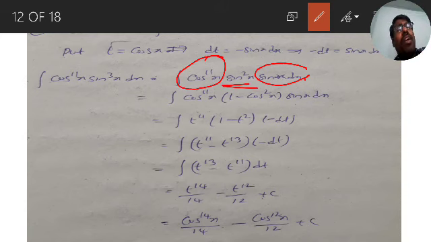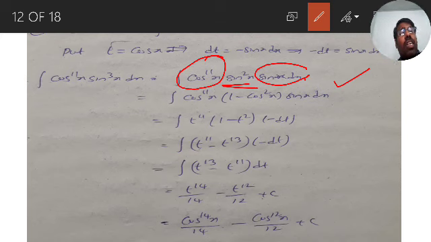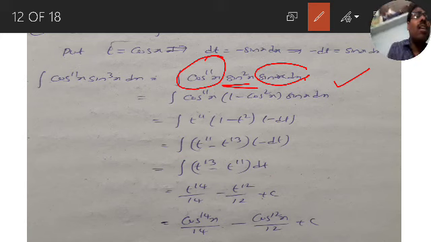Sin square can be written as 1 minus cos square. So it is integration of cos power of 11x into 1 minus cos square x into sin x dx. In place of cos x put t: integration of t power of 11 into 1 minus t square into sin x dx. What is sin x dx? Sin x dx is equal to minus dt.